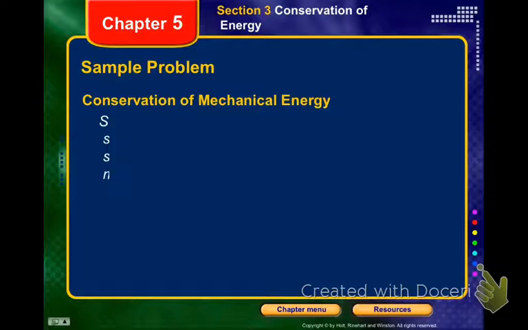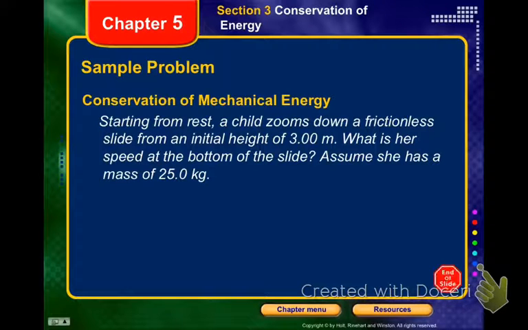So let's look at a problem. It says, starting from rest, a child zooms down a frictionless slide from an initial height of 3 meters. What is her speed at the bottom of the slide, and assume she has a mass of 25 kilograms. So as I'm looking at this, y'all can keep your PowerPoint on this slide. We're going to look at how to solve it.